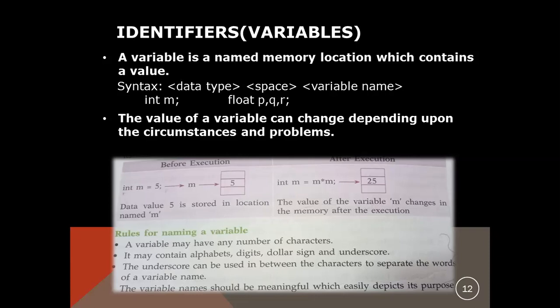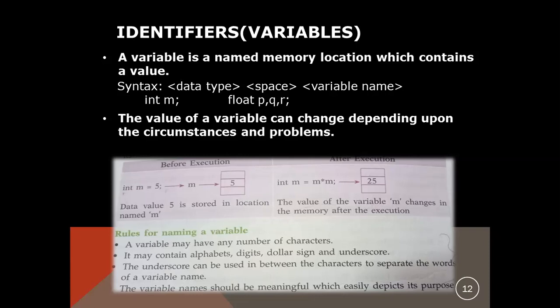Look at the example here. Here it is written int m is equal to 5, and suppose m is stored in a memory location like this. Okay, data value 5 is stored in location named m. Here, this is where it is stored. Now after execution, if there is a statement like m is equal to m into m, that means after the execution, at the same place where 5 was stored, now 5 into 5, that is 25, will be stored. That is, the value of the variable m changes in the memory after the execution. The location remains the same, but the value can change depending upon the circumstances or problems.